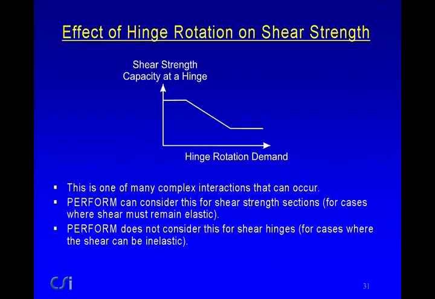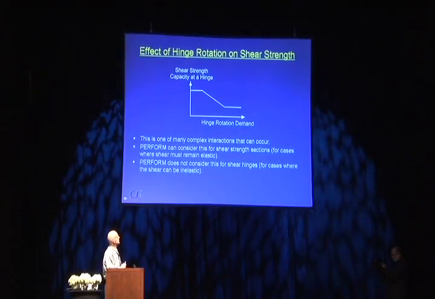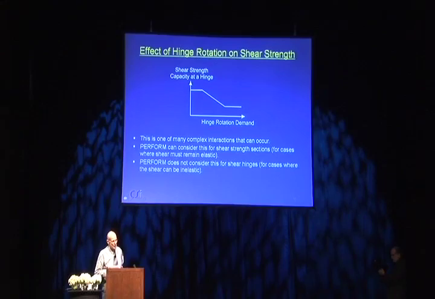There's a complication, that the larger the hinge rotation, the smaller the shear strength. And again, I think you can see this intuitively. If you have a rotation of a hinge, it's going to degrade the shear strength. And it tends to look something like this. This is your shear strength capacity versus the hinge rotation demand. And it's one of many complex interactions that can occur. It's one of the biggest complications in nonlinear behavior, these interactions.